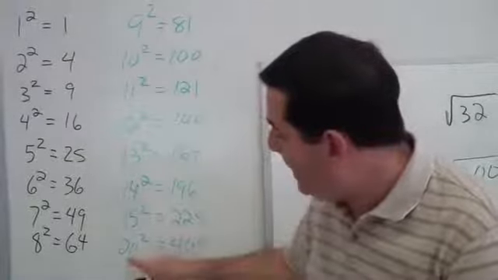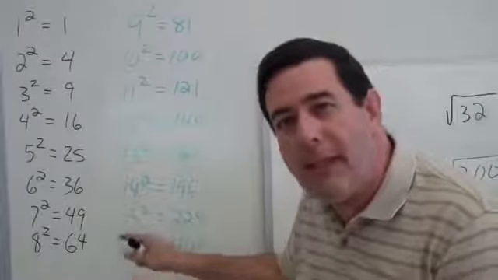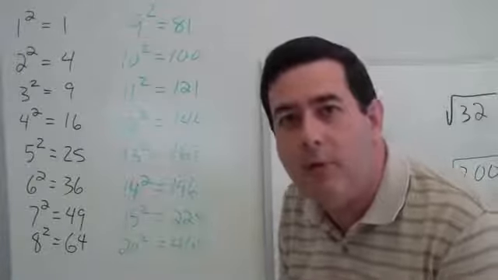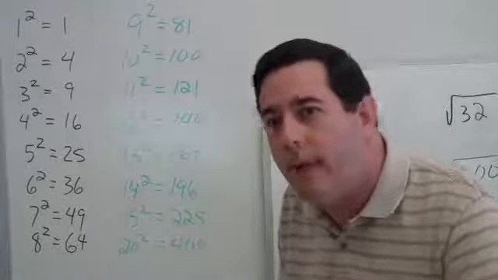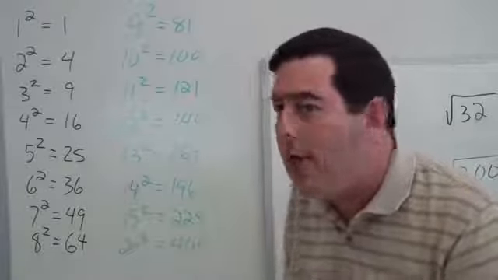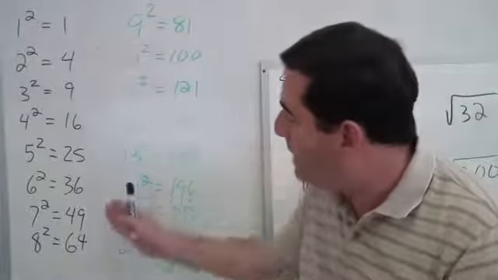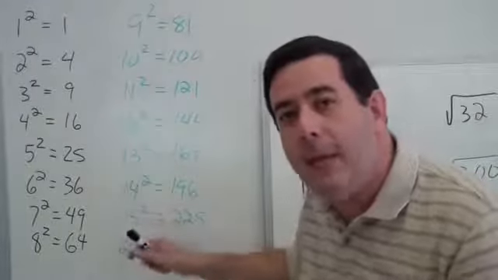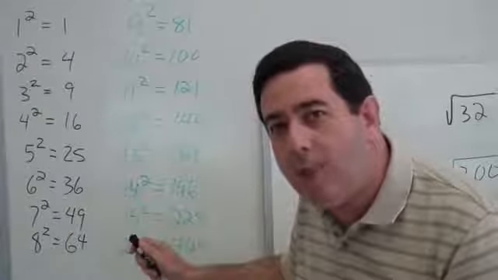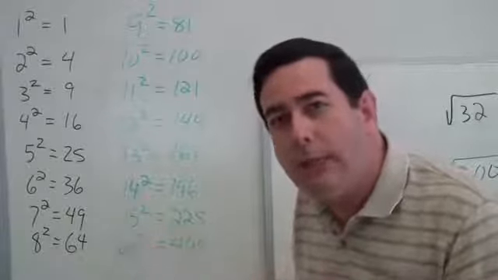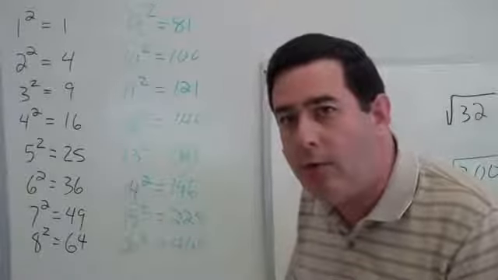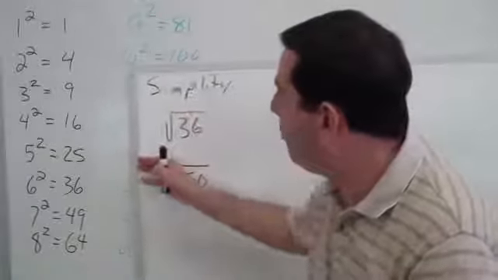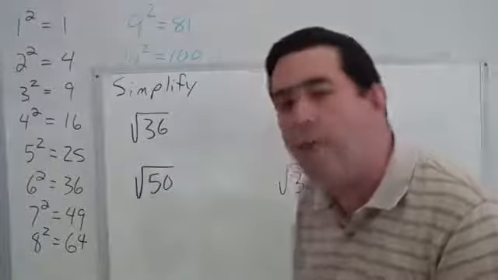I've also added in here 20 squared because that one's easy to do. Anything with a 0 at the back is going to be easy to do. 20 squared is 400, 30 squared would be 900. So we need to know this list of perfect squares at least down to 15, and then maybe a couple of extras that'll be easy for you to do to help us in simplifying square roots. When we know that list, simplifying square roots becomes much easier for us.